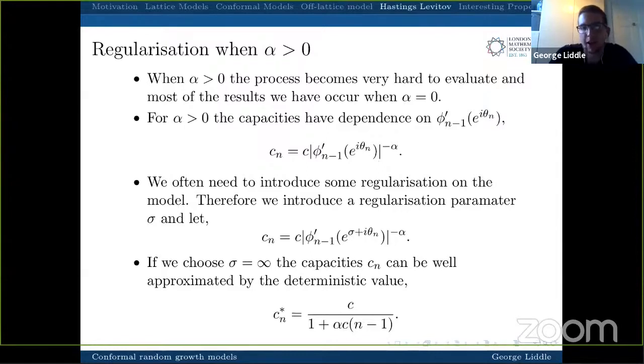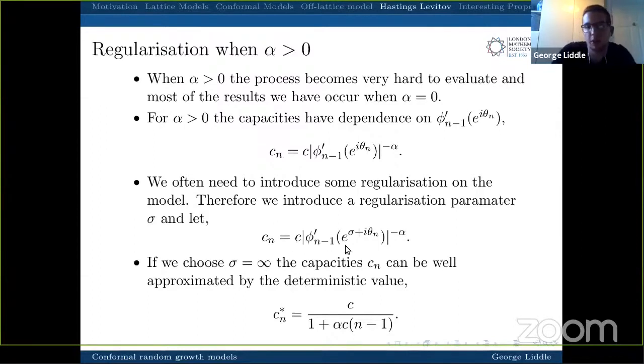So in order to study them when alpha is bigger than 0, we often need to introduce some regularization on the model as a whole. So what we do is we introduce a regularization parameter, sigma, and this sigma just pushes us slightly away from the disk itself and regularizes the model so that it becomes easier to study. For example, if we choose sigma equals infinity, then the capacities can be well approximated in this case by this deterministic value.